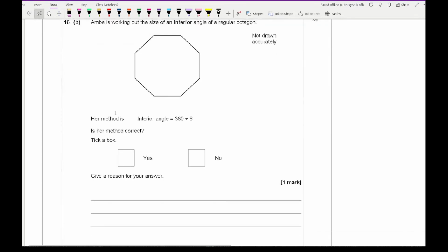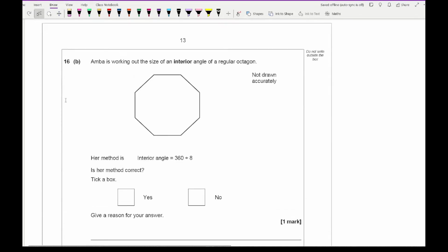Then moving on to question 16b, it says Amber is working out the size of the interior angle of a regular octagon. Her method is interior angle equals 360 divided by 8. Is her method correct? We need to tick the answer of no.